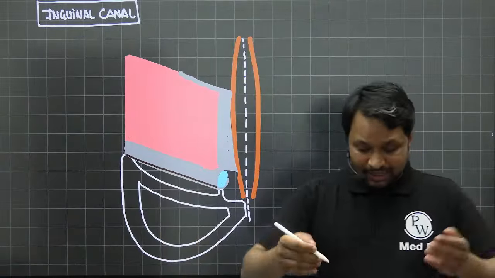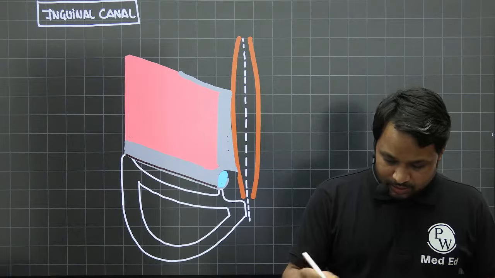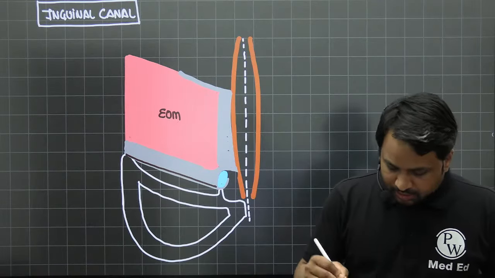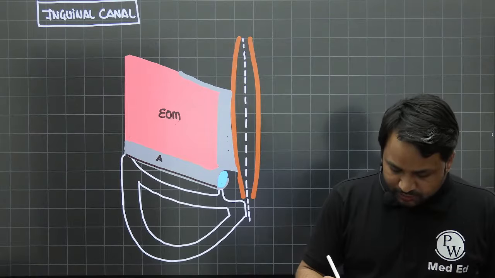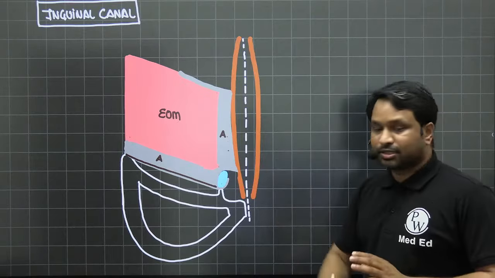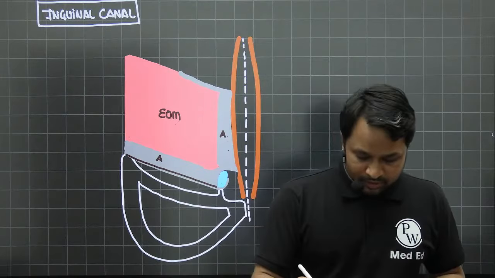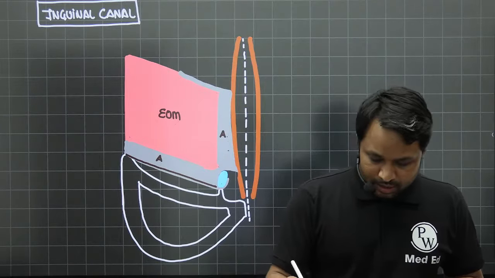Now behind the external oblique, what will our first muscle be? This is your external oblique muscle. This is your external oblique aponeurosis. So A stands for the aponeurosis. This is your external oblique aponeurosis. Okay? Now, what is the next muscle that you have? The next muscle is going to be the internal oblique muscle.